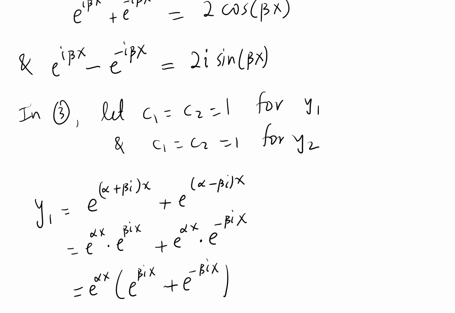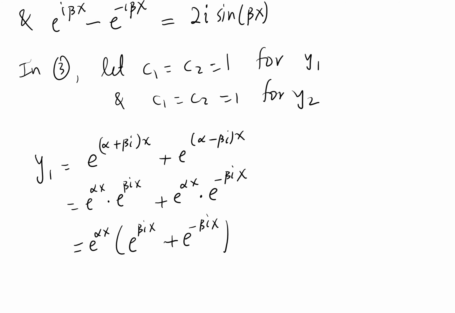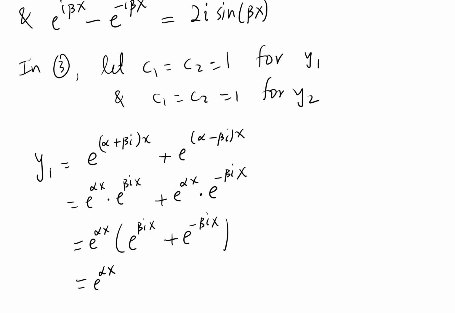Notice something. Look on the top of this screen. What do you see? e to the i beta x plus e to the negative i beta x is 2 cosine beta x. So I can replace this with 2 cosine beta x, and you can take the 2 out: e to the alpha x cosine beta x. What happened in y1? No more complex stuff. No more i's. Isn't that magic?